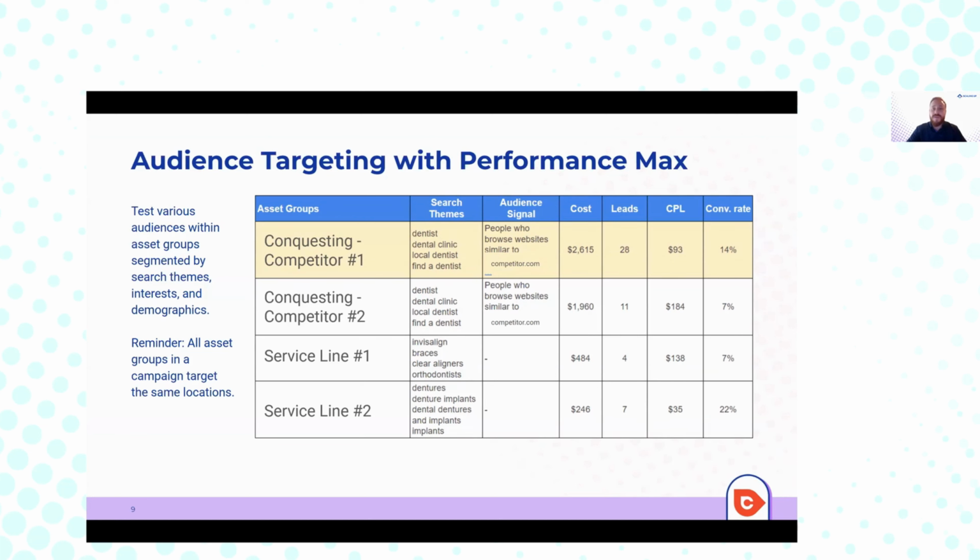So as we look at this full Performance Max performance here, we can see that we are able to conquest an additional competitor through a second asset group, as well as adding search themes for different service lines. We saw extremely strong CPLs on both fronts from a competitor standpoint, as well as adding the search themes there from a non-brand perspective.